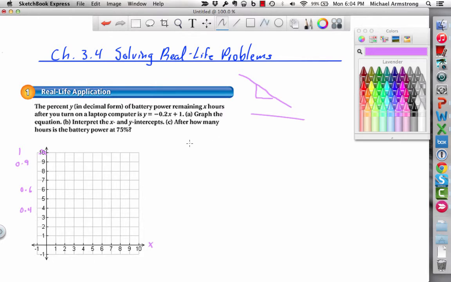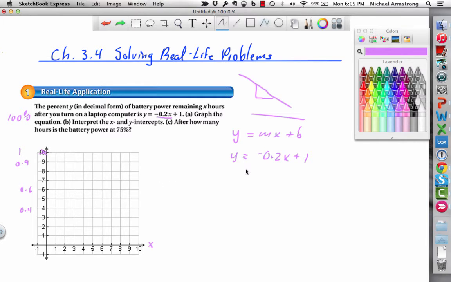And then we want to remember that a lot of times when we have lines, we're using y equals mx plus b, slope-intercept form. And they basically give it to us. They give us y equals negative 0.2x plus 1. Right here, that's the slope, plus 1. So it crosses the y-axis at 1, which is 100%. 100% in decimal form is equal to 1. So that's this point right here.